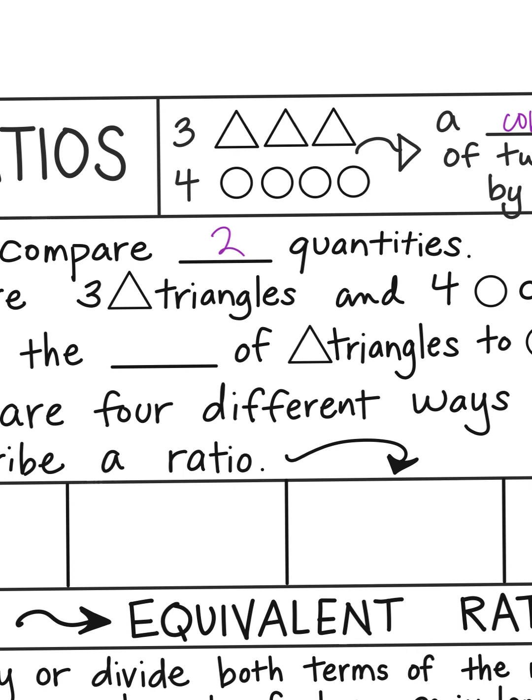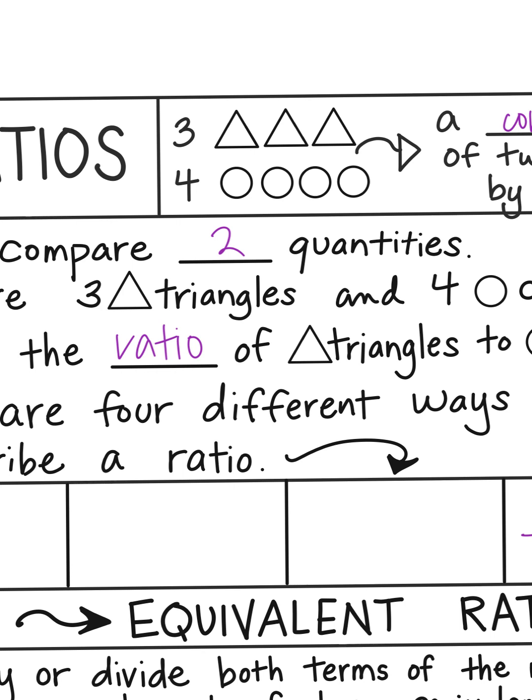If I was comparing 3 triangles and 4 circles, then what is the ratio of triangles to circles? There are 4 different ways to describe a ratio. Well, we just talked about a fraction. A fraction is usually a part to a whole. But with ratios, I can write a ratio in fraction form that looks like this: 3 over 4. I still read it 3 to 4, but this is describing a part to another part.